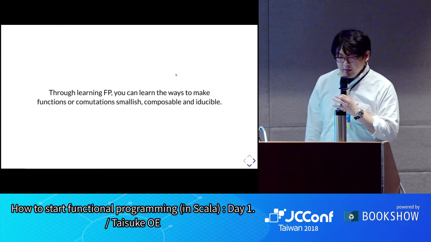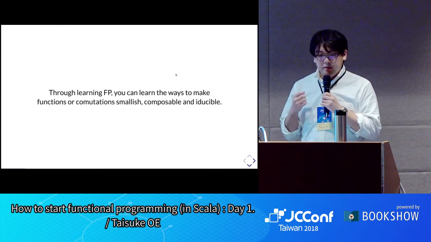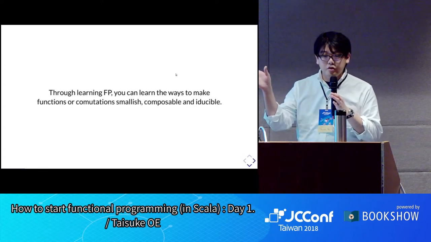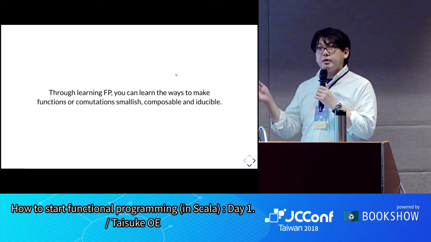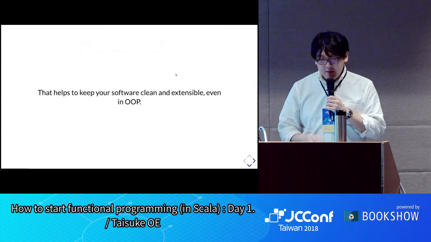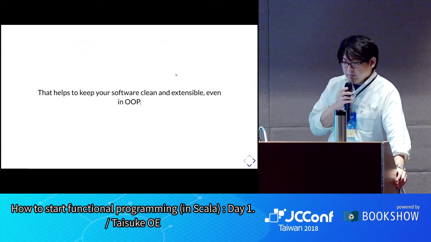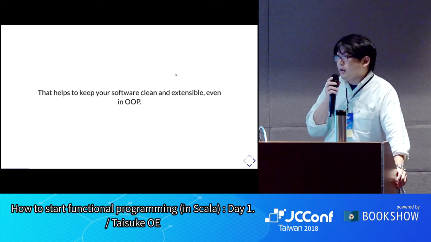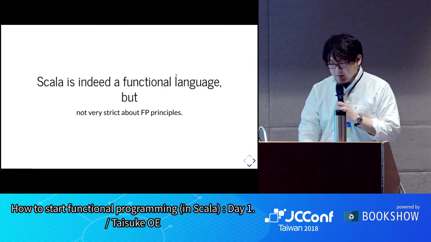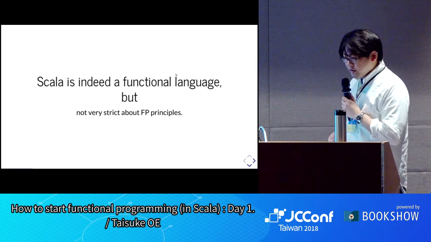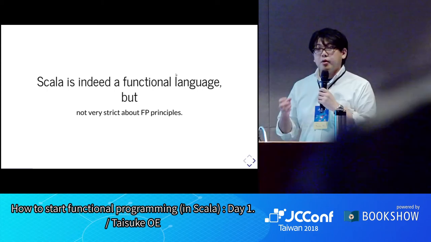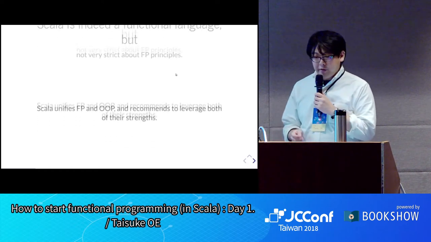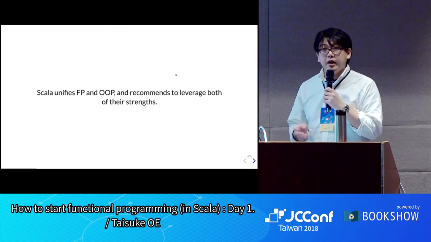So in learning functional programming, you can learn the way to make computations small and composable, sometimes inducible from more fundamental functions. I believe that helps keep your software clean and extensible, even in object-oriented programming. In fact, Scala is indeed a functional language, since the function is a first-class citizen, but it's not very strict about the functional programming stuff. Scala is recommended to leverage both the strengths of object-oriented programming and functional programming because it unifies FP and OOP.